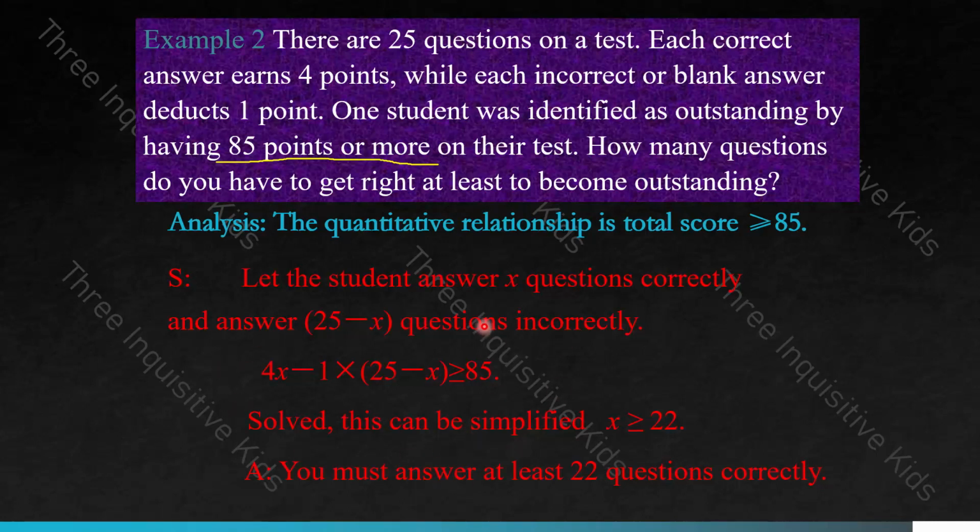Anyways, our inequality would be 4x, since you gained 4 points for each correct answer, minus 1 times 25 minus x, since you deduct 1 point for every incorrect answer or unanswered question, and all of these points added together has to be greater than or equal to 85 points. Solved, this can be simplified to x is greater than or equal to 22. So you must answer at least 22 questions correctly in order to be marked as outstanding.